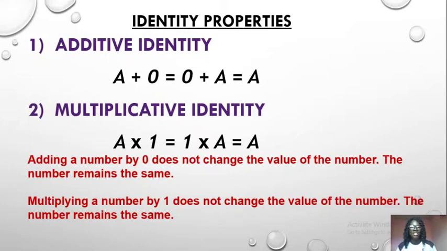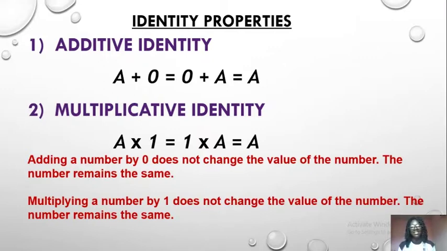So that's all you need to know about identity. Okay? Identity has to do with giving you the same thing, whether you are adding or multiplying. So for identity on addition, you have to add the number with 0. You get back that same number. Okay? So in identity on multiplication, you have to multiply that number by 1 for you to get back that same result.